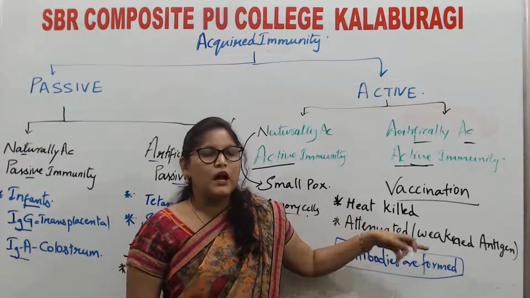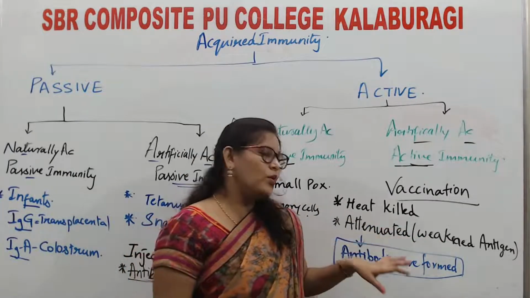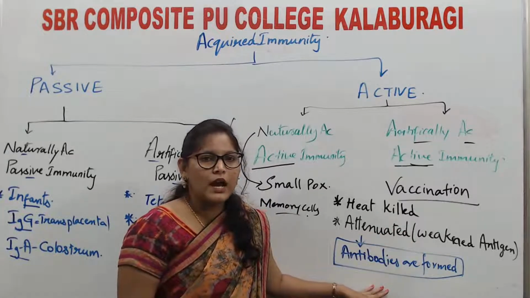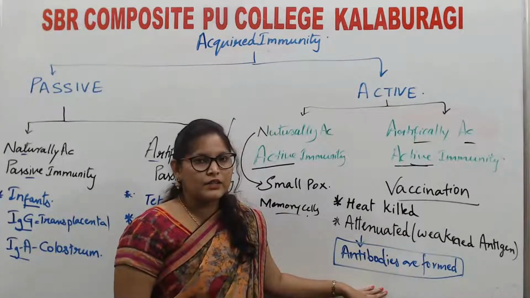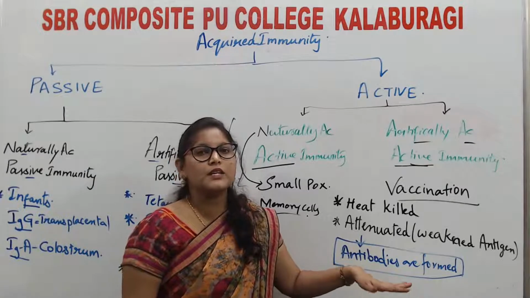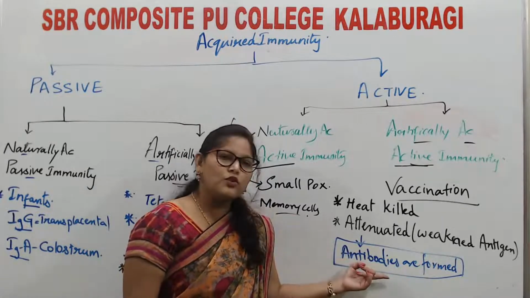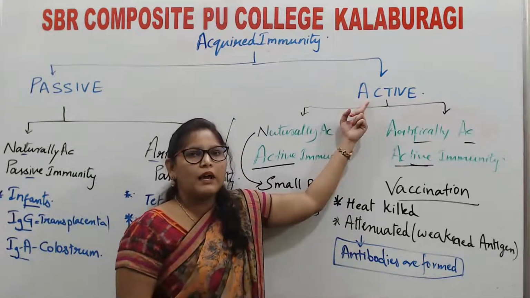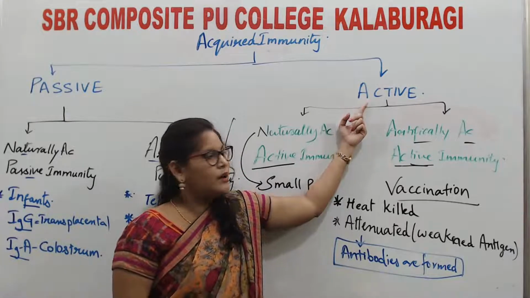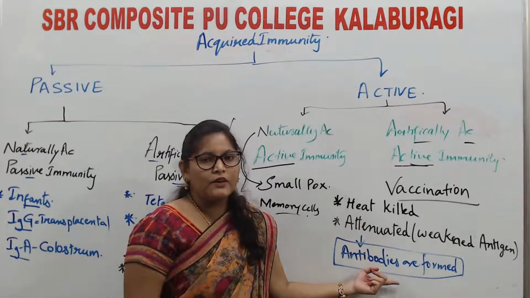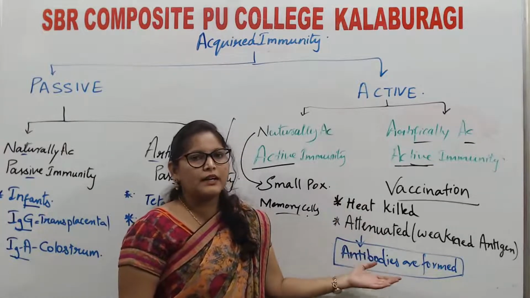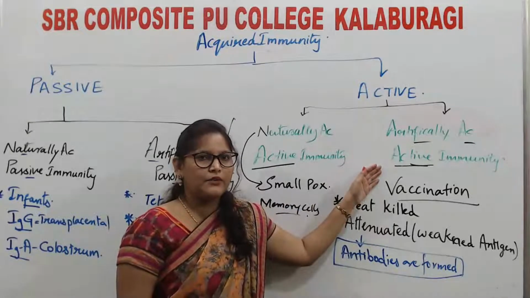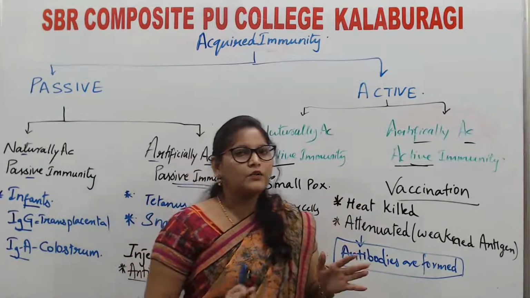So what happens? Our own immune system will recognize those antigens and produce the antibodies against that antigen. If our immune system is involved in the production of antibodies, then such type of immunity is known as active immunity. Is that clear? But it is not natural. We are taking the vaccine purposefully, so it is artificially acquired active immunity. Hope I am clear with the immunity.